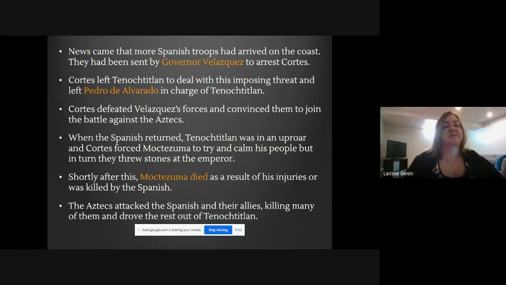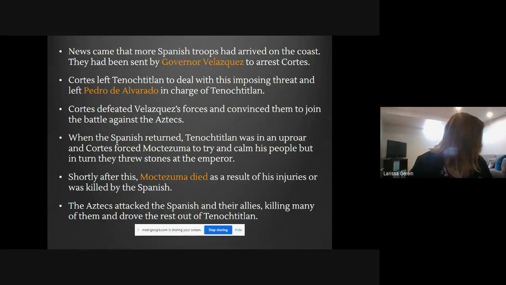Shortly after this, Moctezuma died as a result of his injuries, or was killed by the Spanish, not quite sure which. But the Aztecs ended up attacking the Spanish and their allies, killing many of them and driving the rest out of Tenochtitlan. And so how does this end? By the time Cortez returned and attacked Tenochtitlan with a stronger force about 6 months later, the smallpox epidemic had killed off 25% of the Aztec population.